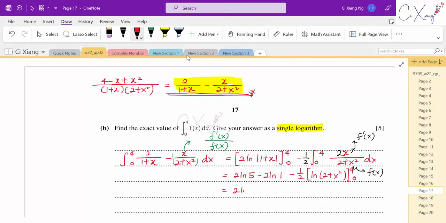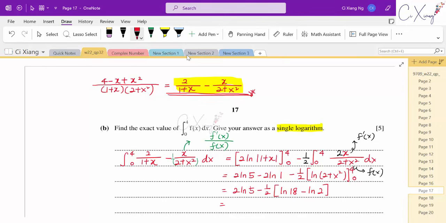So I just copy 2 ln 5 first. 2 ln 1, ln 1 is 0, therefore I will not write it out anymore. And then negative half. I start to put in all the values here. So 4 squared is 16. 16 plus 2, I will have ln 18. Substitute 0 inside, I left only ln 2.